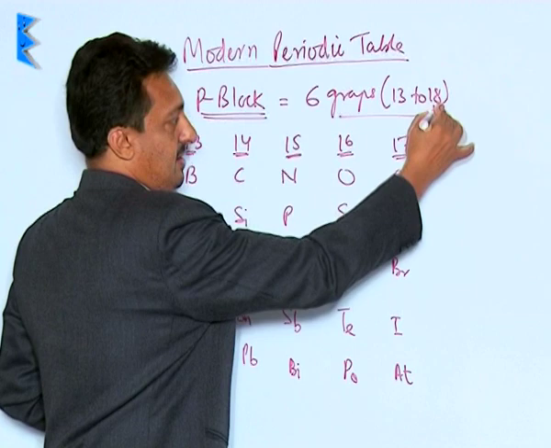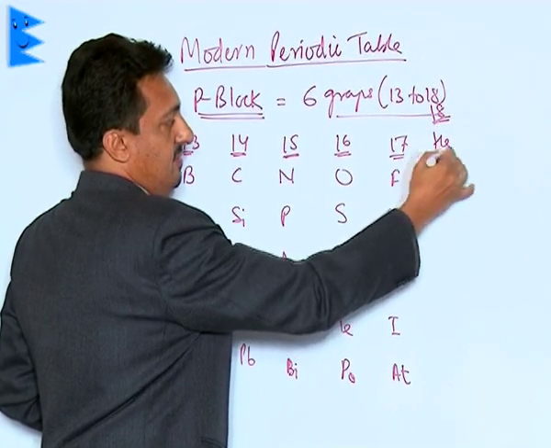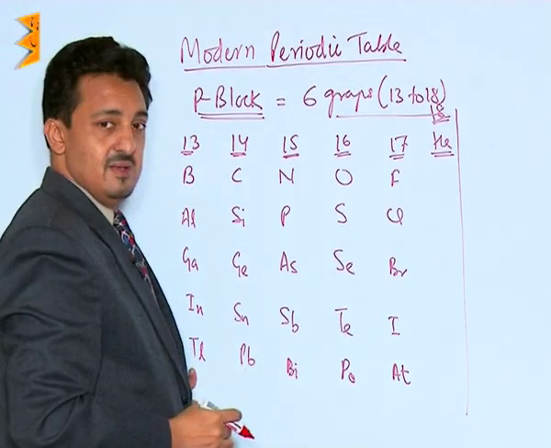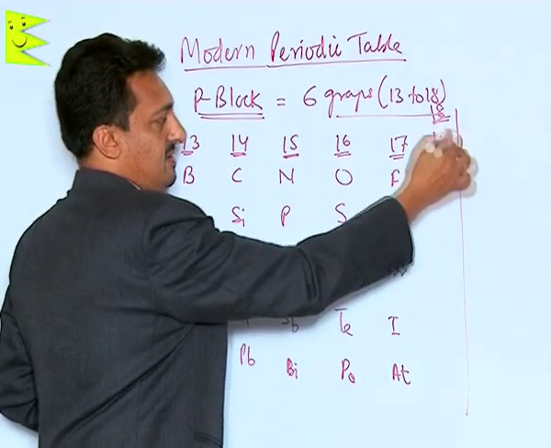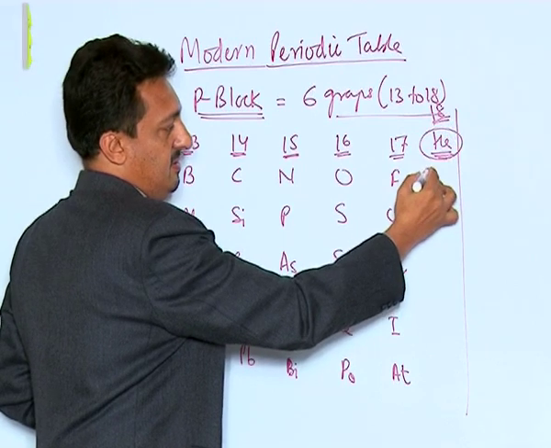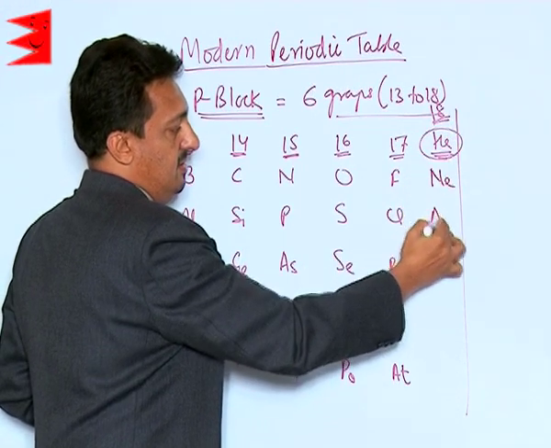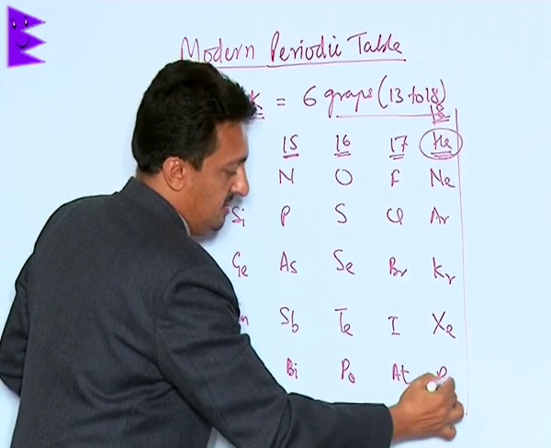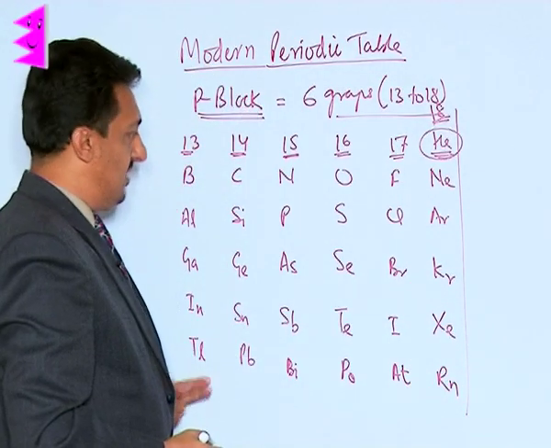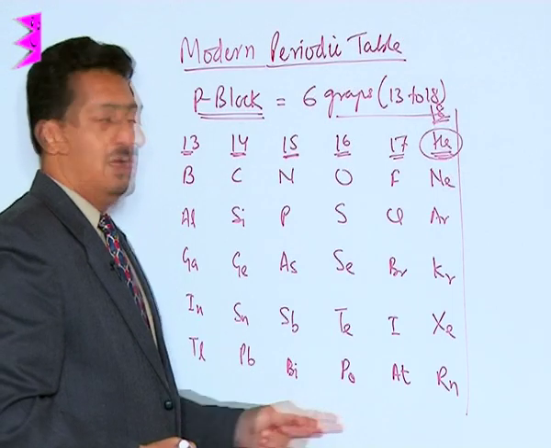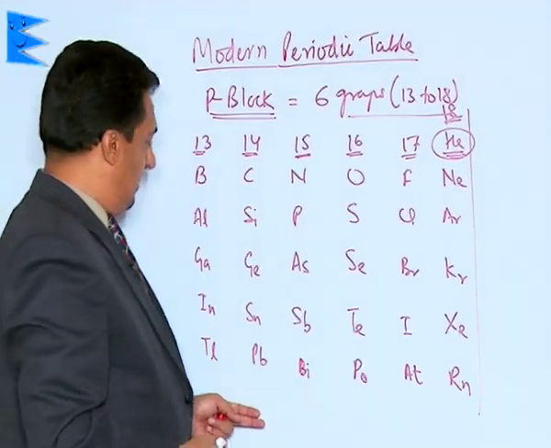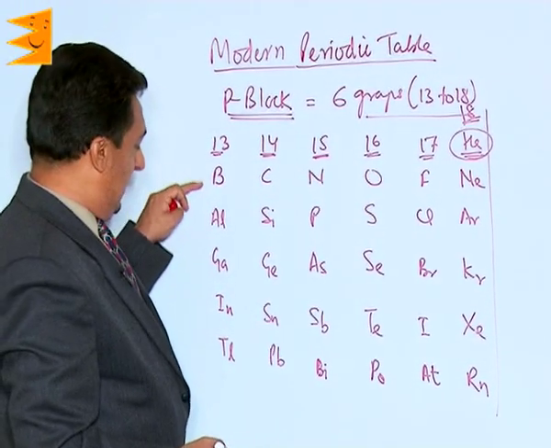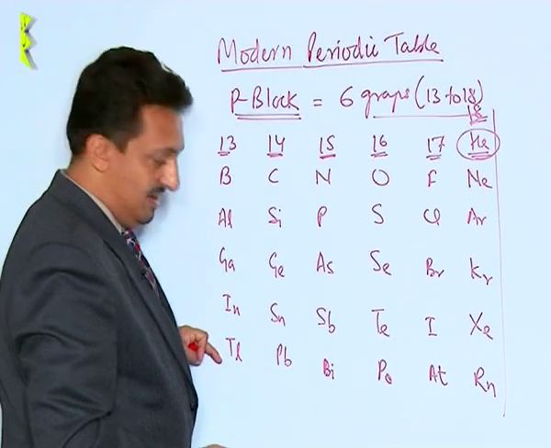And then the 18th includes helium, which is actually in your first period, so that's not here. Then we have neon, argon, krypton, xenon, and radon. So this is in general your whole P block, which has elements starting from the second period and then moving up to the 6th period.